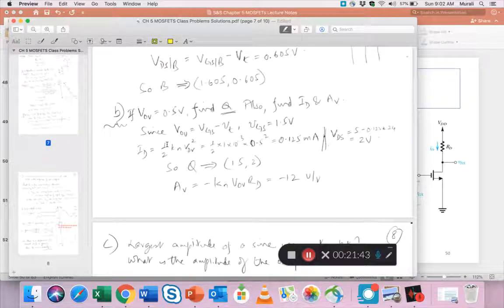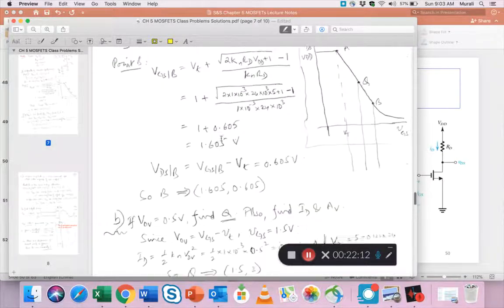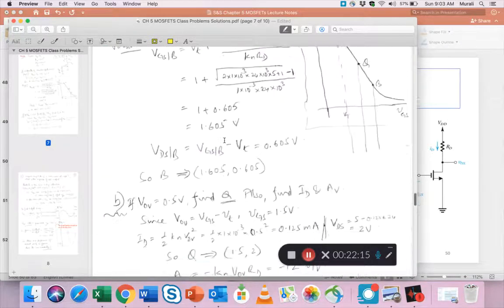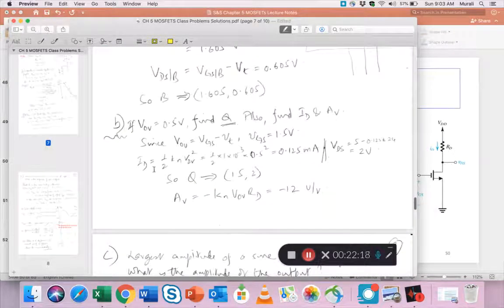Now we come to the more interesting part, which is, now that we've been told that at the bias point the overdrive voltage is 0.5, find the coordinates of Q, and then find ID and AV. Since VOV at any point is VGS minus VT, VGS comes out to be 1.5 because VT is always a constant, given as 1 volt in this case. So VGS we know. Once you know the overdrive voltage and the other factors, you can find the drain current also. So that is found.